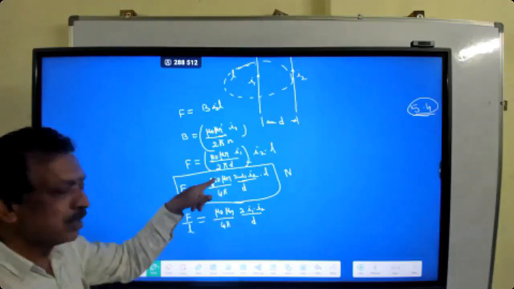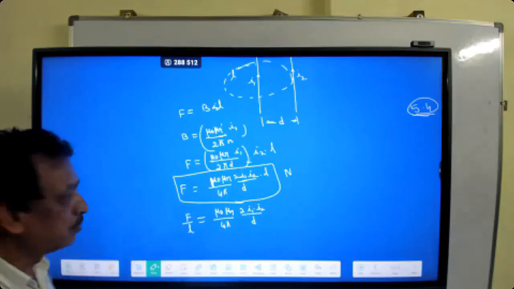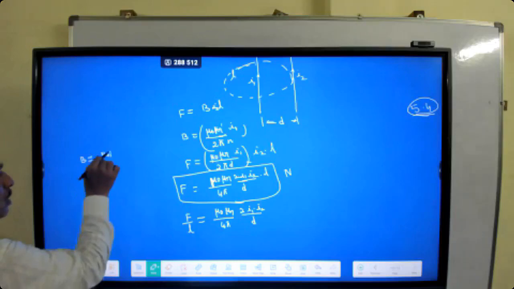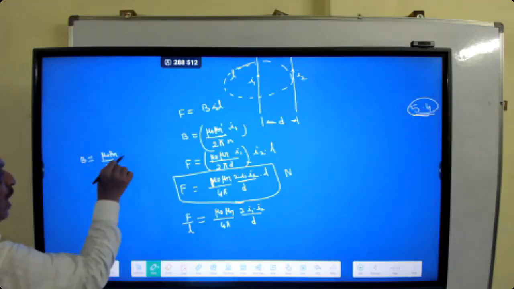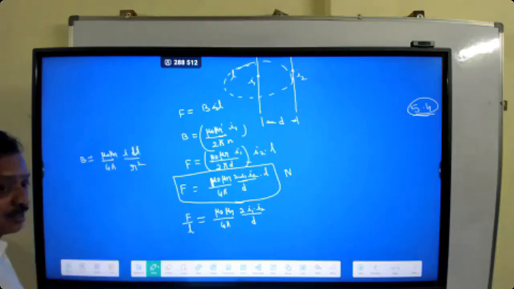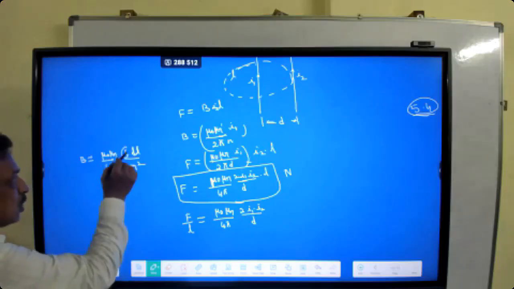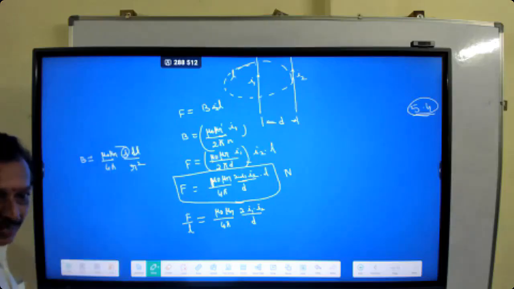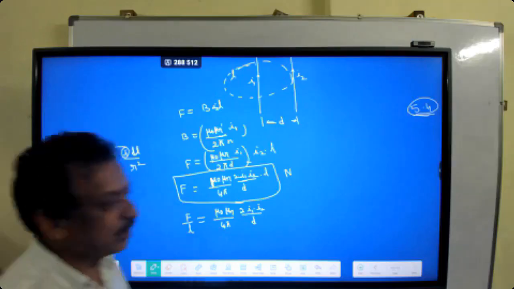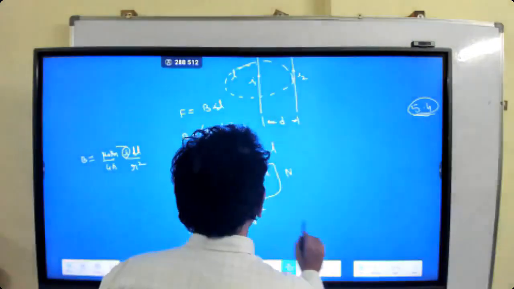Basically, what is B? B, or dB, is equal to mu naught mu r by 4 pi into I dL by r square. Also, I is equal to Q by T, charge by time, and dl by dt is velocity. Just do the conversion one or two times and keep it in mind, it is easy.